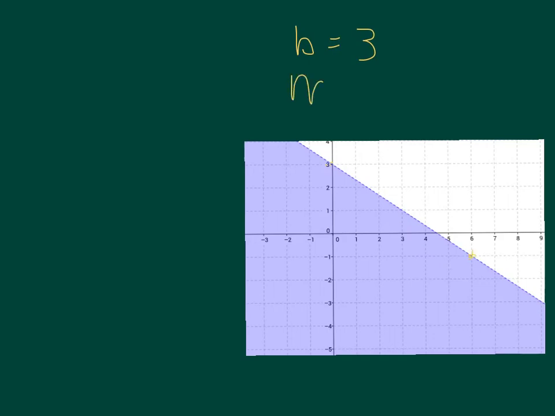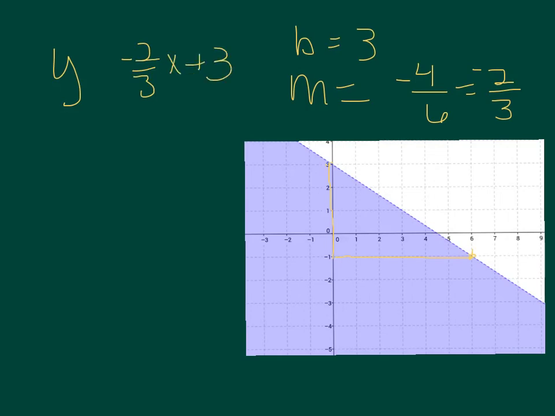Okay, so my slope is, I'm going to go down 1, 2, 3, 4. So I went down 4 to the right, 1, 2, 3, 4, 5, 6. I'm going to reduce it. So negative 2/3, so I know I have y, negative 2/3 x plus 3.